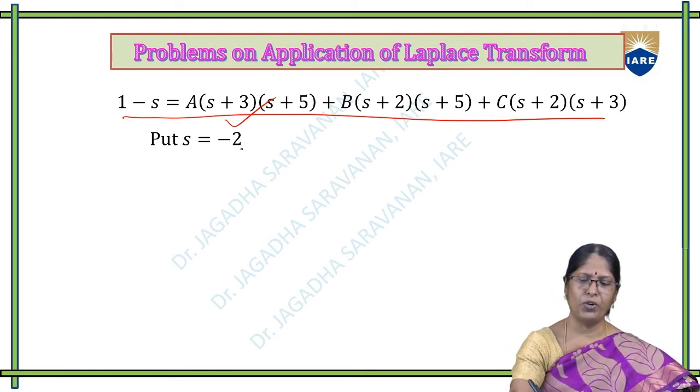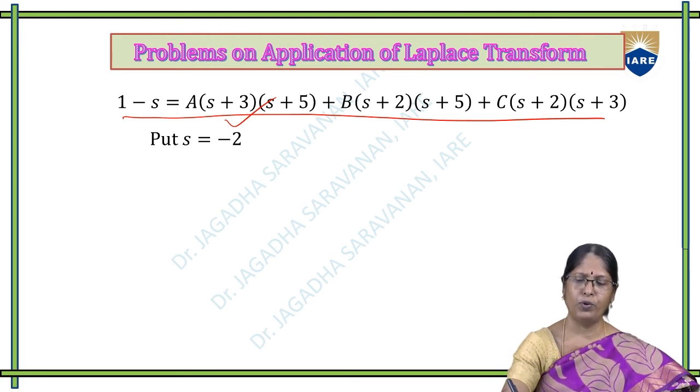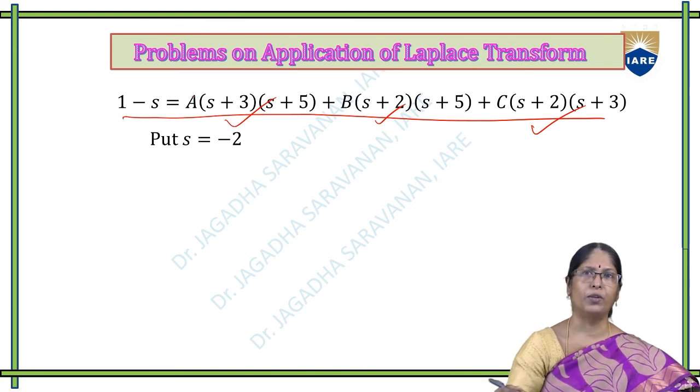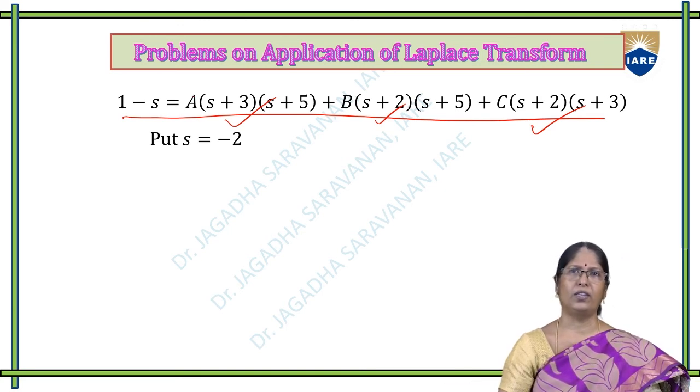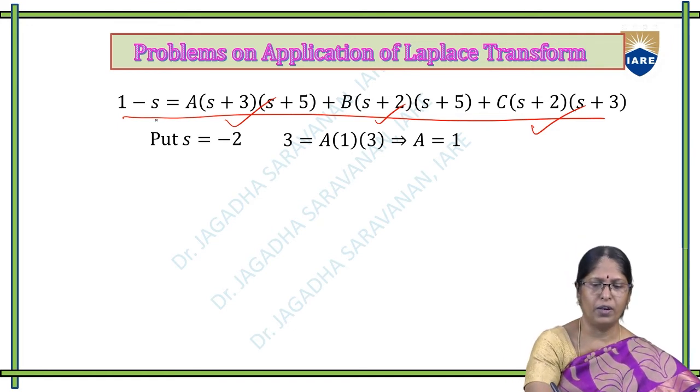So now we are putting s equal to minus 2. Our main idea is, if you put minus 2 here, this term will be cancelled. The leftover variable is easy, and it will come out as the a variable result. So now here we are substituting minus 2.